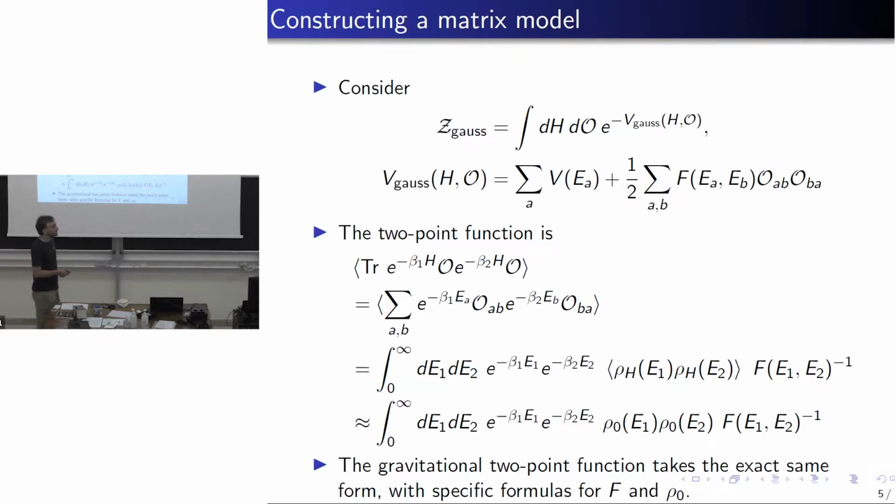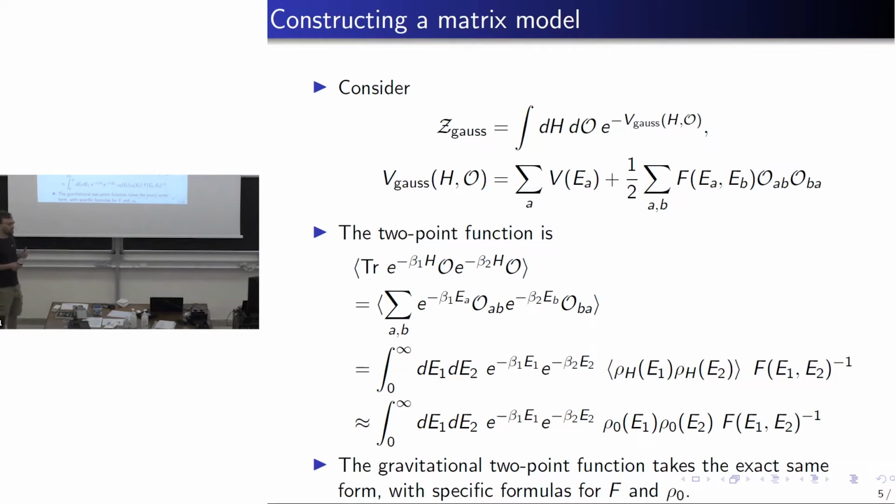Computing rho naught is difficult, because H appears in the second term. When you integrate out O, the potential for H becomes multi-trace, and you'd have to find the saddle point for that. So yeah, that's hard to do.